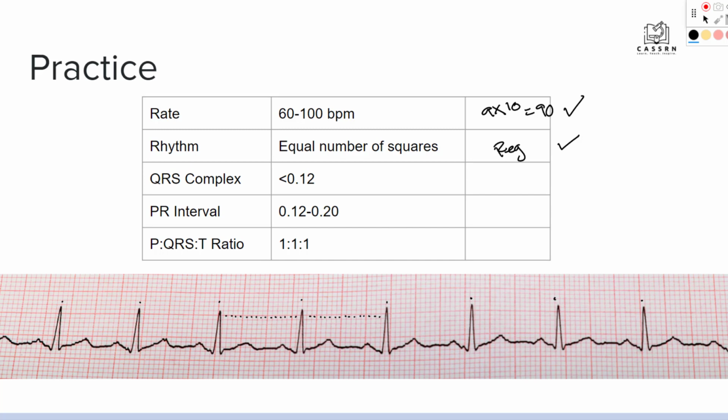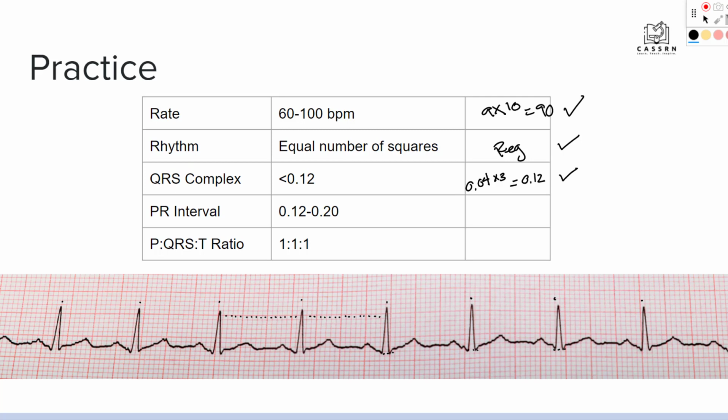So then with our QRS complex, we want it to be less than 0.12. So we're going to come in here and we're going to count them. We've got 3. We're going to look again right here. We've got 3. And we've got 3. All right, so remember that each one of these small squares is 0.04. We have 3, so we're going to times that by 3, and that is going to give us 0.12. So this is also inside the normal ranges.